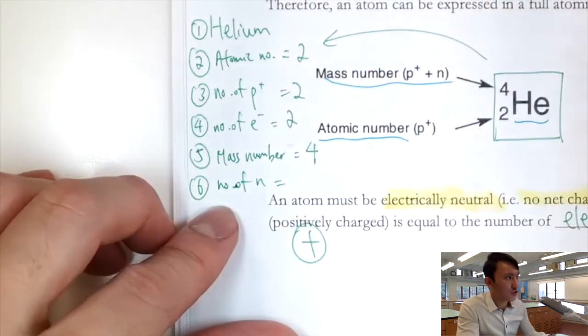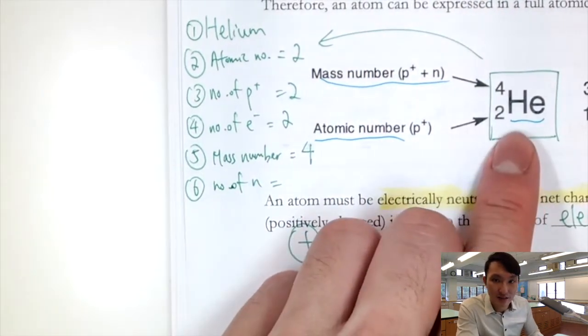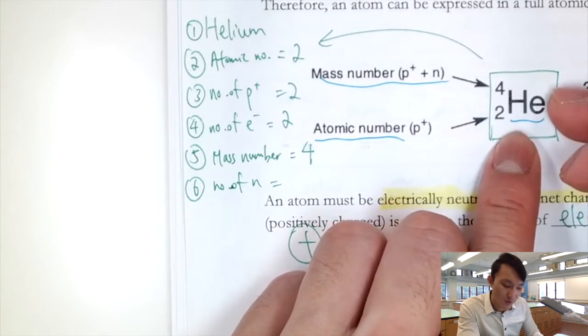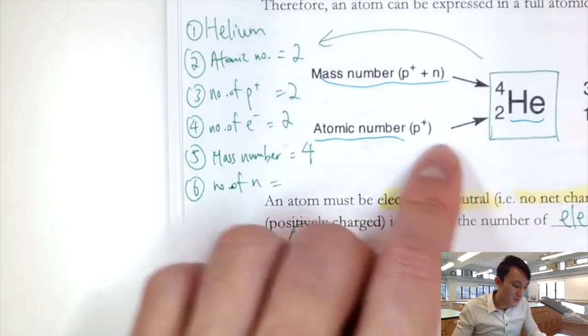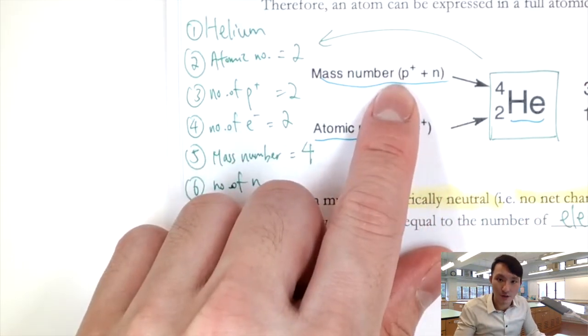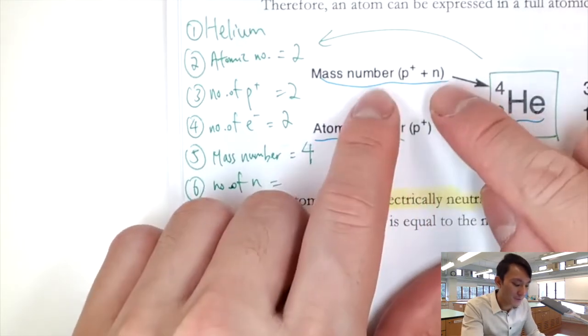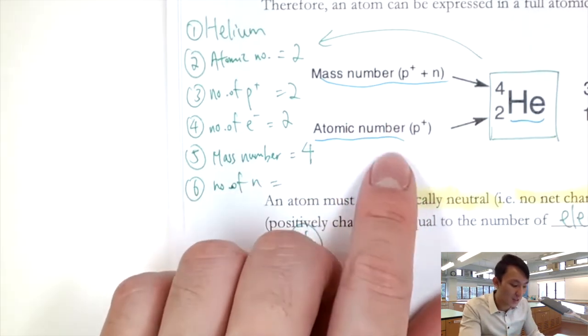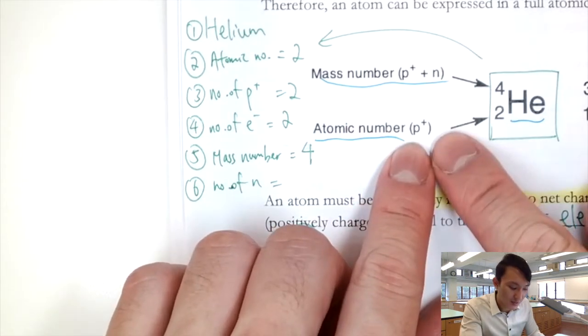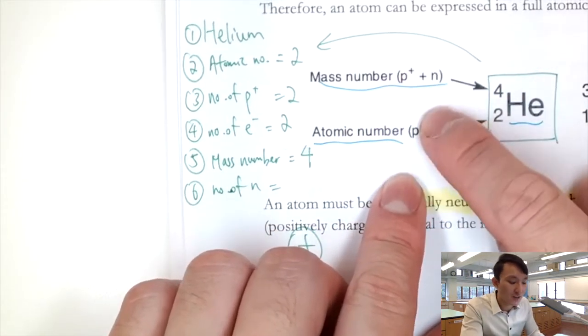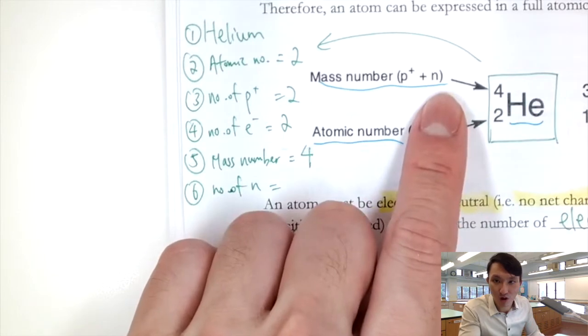Now, the number of neutrons we cannot directly get from the full atomic symbol, but you can tell the mass number is proton plus neutron, and the atomic number is just proton. So if we have the mass number subtracted by the atomic number, then we can cancel out the proton and the rest of them will be the neutron.